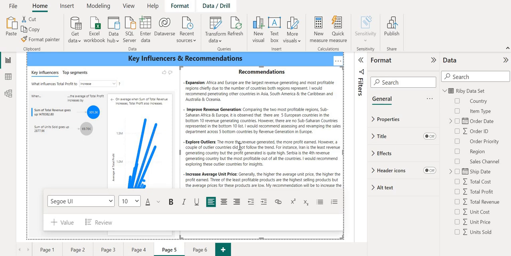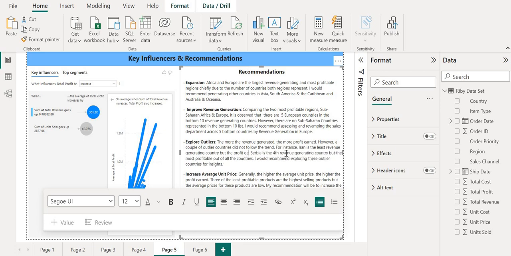Then another recommendation I would think of is exploring outliers, right? So usually the more revenue you generate, the more profits you earn. However, a couple of outlier countries did not follow that trend. For instance, Iran is the least revenue generating country, but the profit generated is quite high. Actually, it doesn't mean that it's quite high, but compared to the bottom 10 countries, it's reasonable.